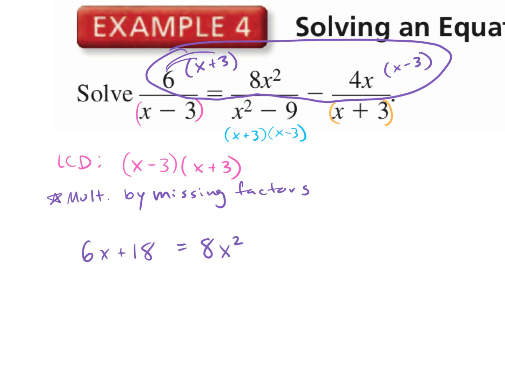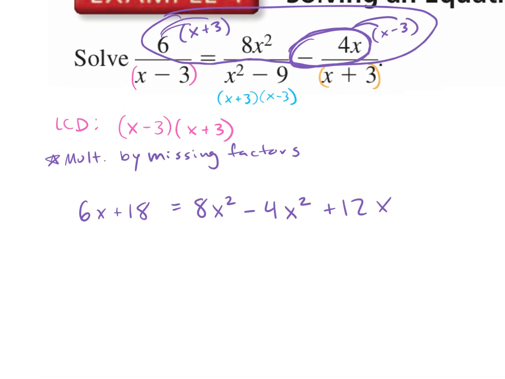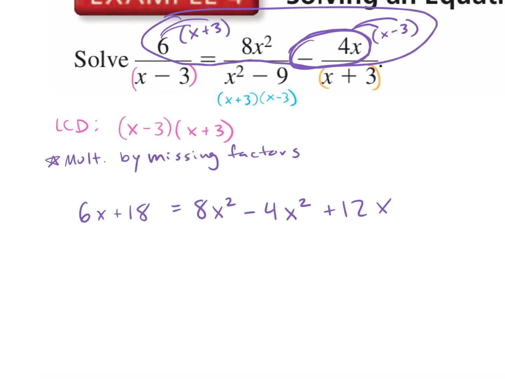Then here, be careful, because we have that negative, so it's negative 4x. How do I multiply negative 4x times x minus 3? I got to distribute. So negative 4x times x is negative 4x squared, and negative 4x times negative 3, 12x, positive 12x. What would I do next? Add like terms.